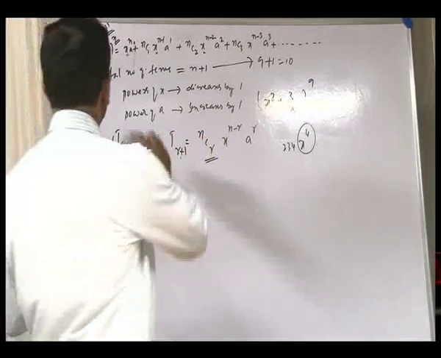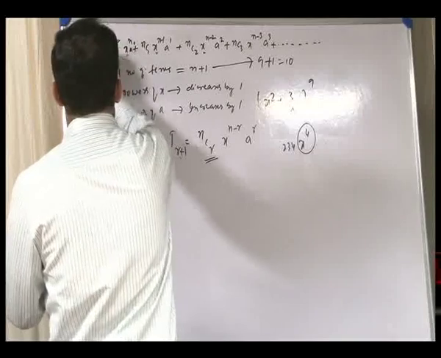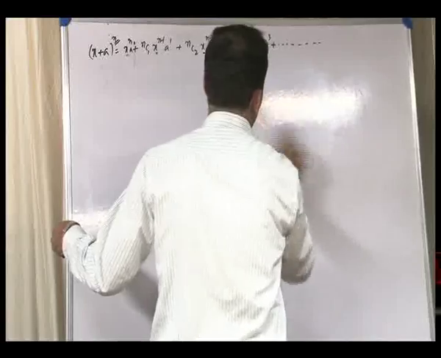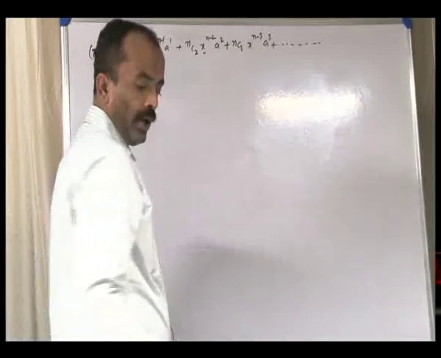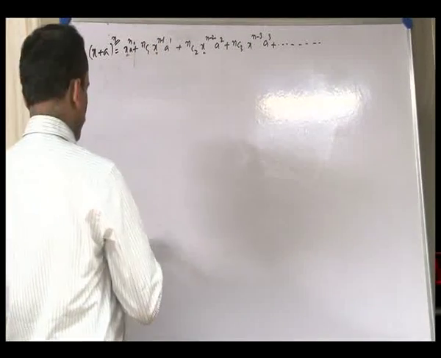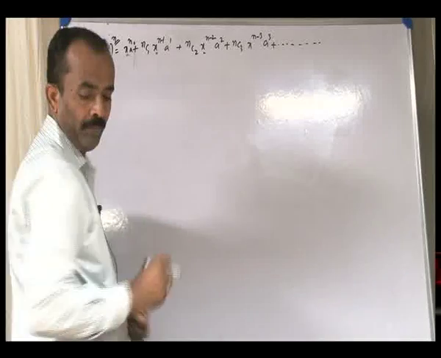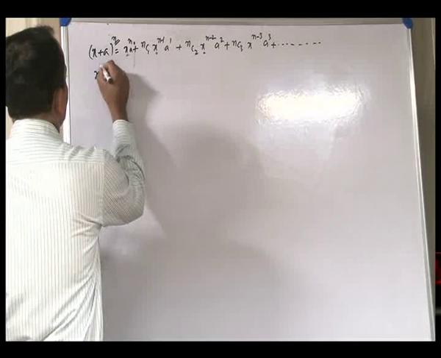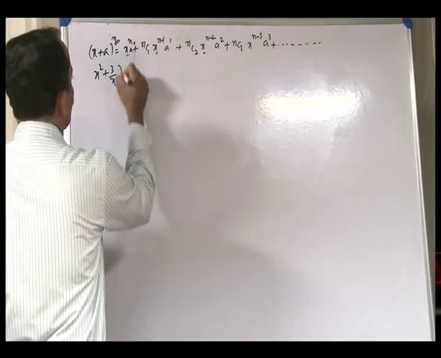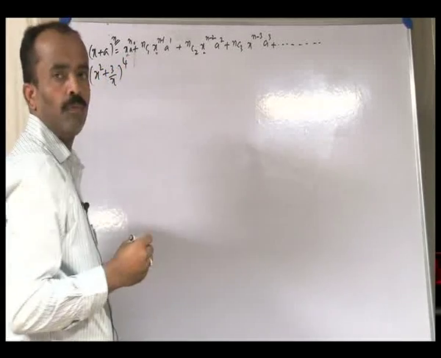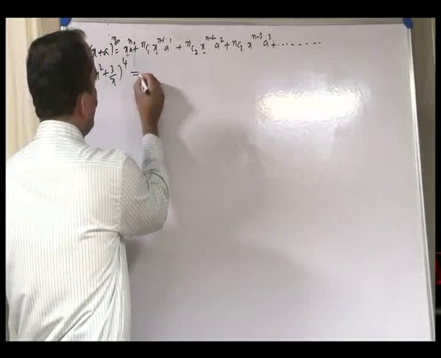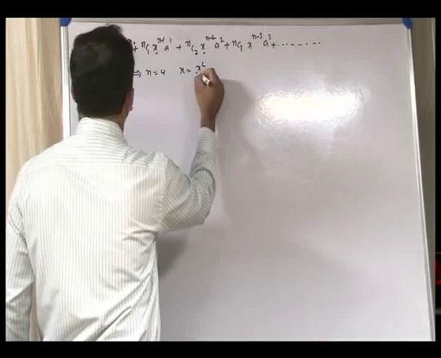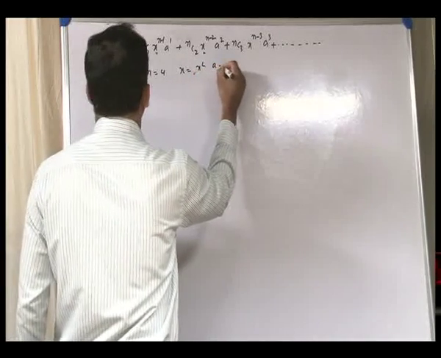Let us expand one expression. Expand (x squared + 3 by x) all to the power of 4. Here the n value is 4, the x value is x squared, and the a value is 3 by x.